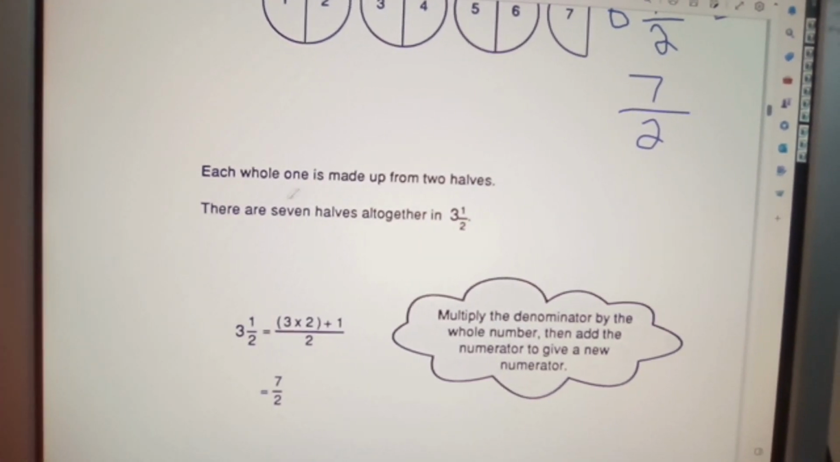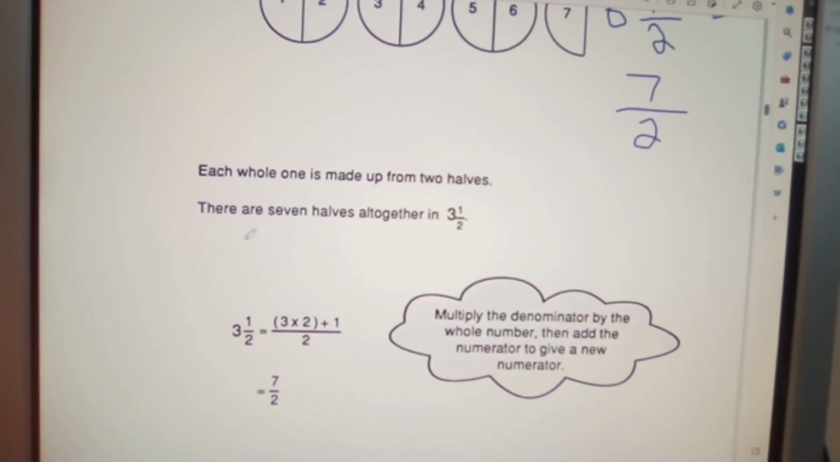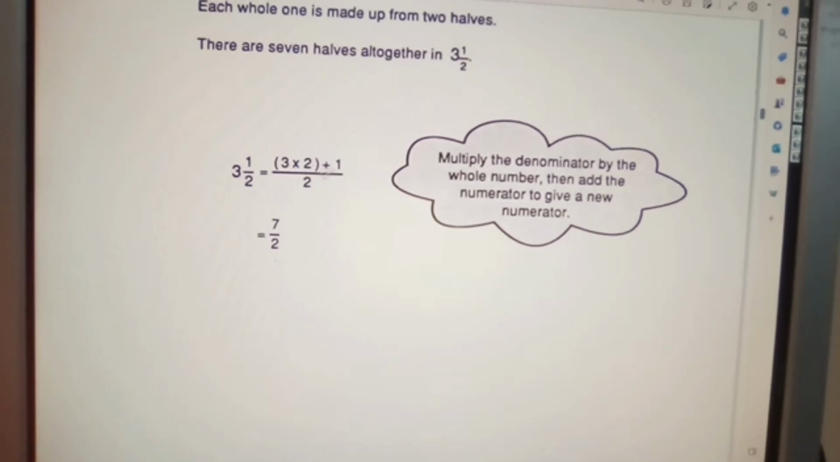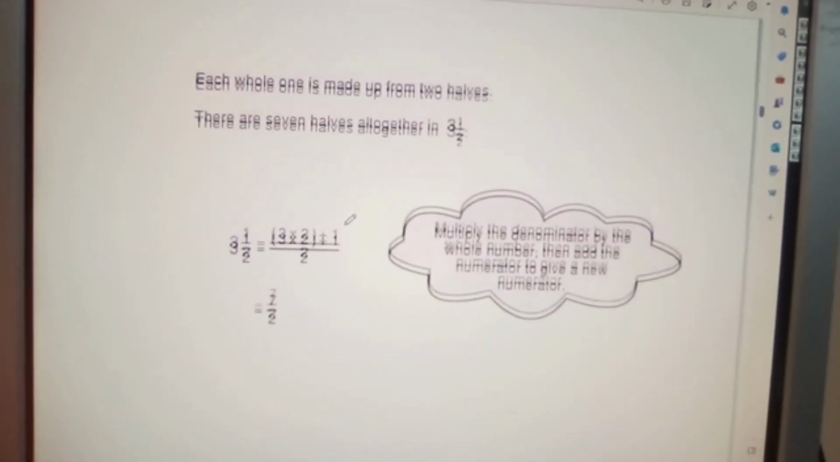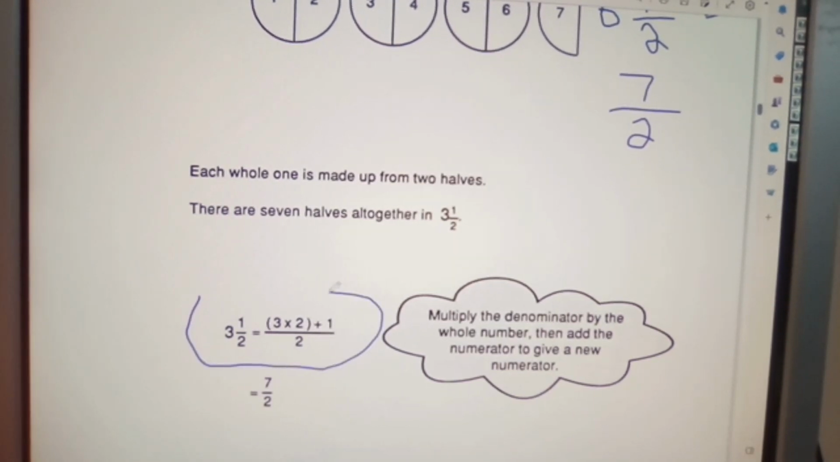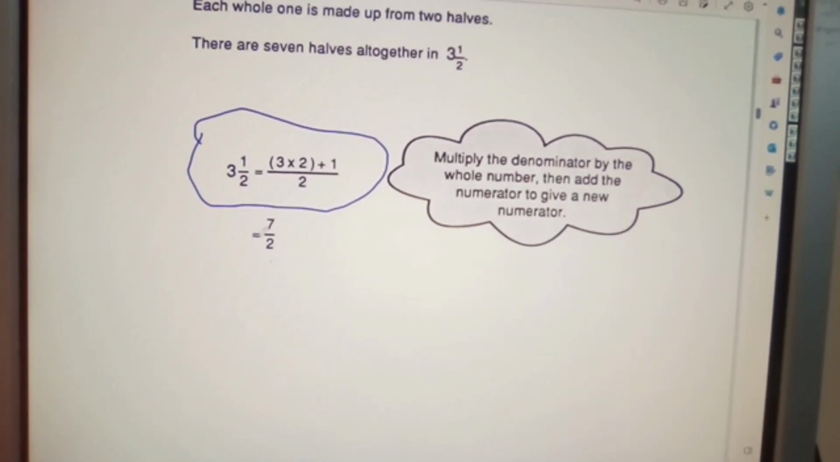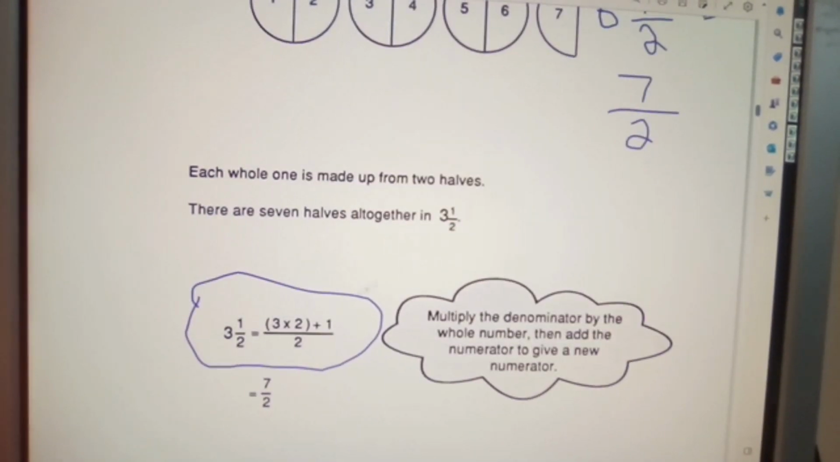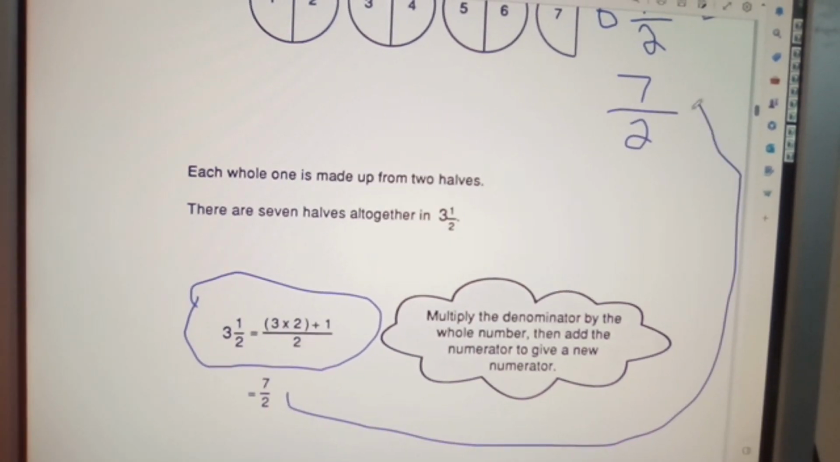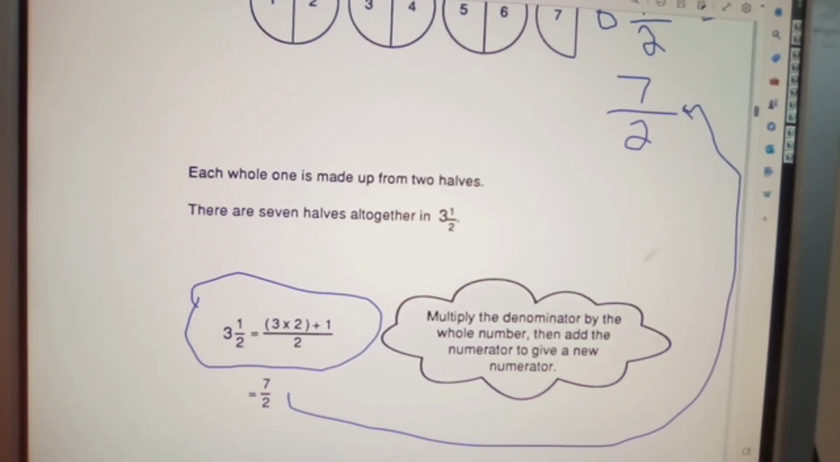Each whole one is made up from 2 halves, so there are 7 halves altogether in 3.5. And what I've done here is exactly what he's now doing. And you can apply this principle here, if you like. You can see what he's doing here. That equals 7 over 2, which is the same as I've got here.